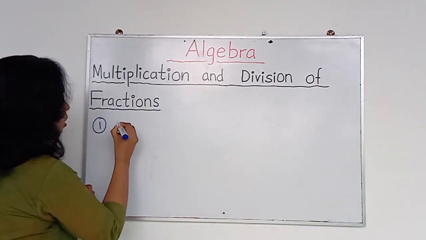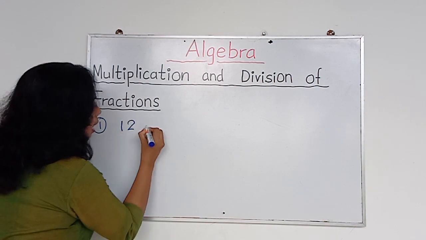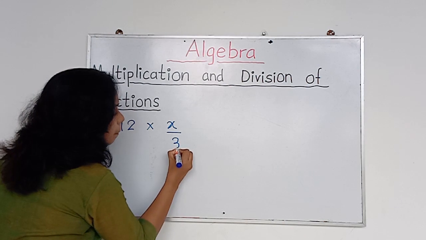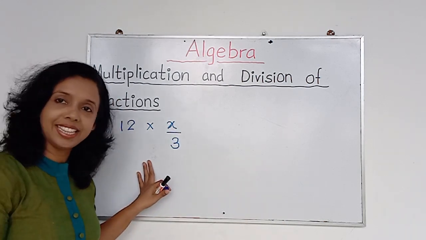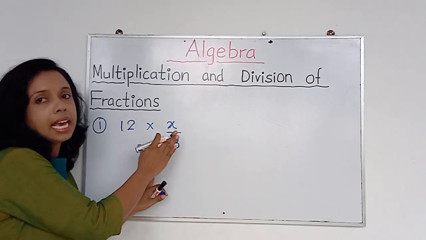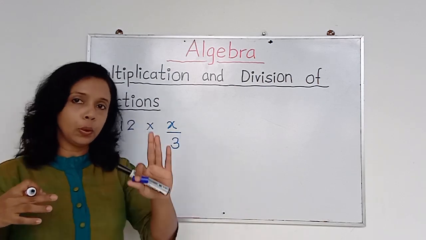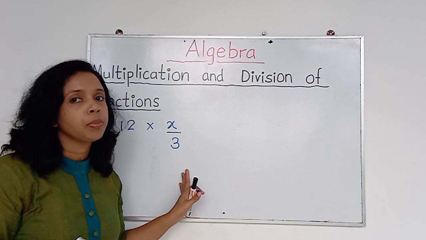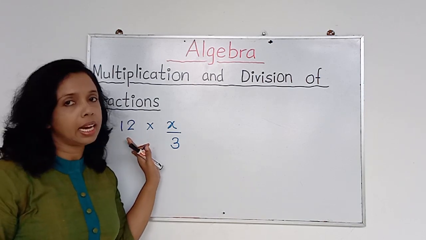Now look at this. 12 times x over 3. Now you want to simplify this. 12 times x over 3. Now children, look at this. This is a whole number and this is a fraction. Now you want to simplify this.